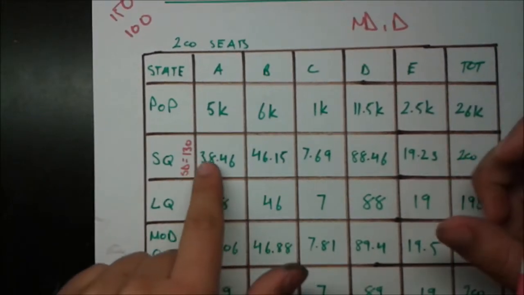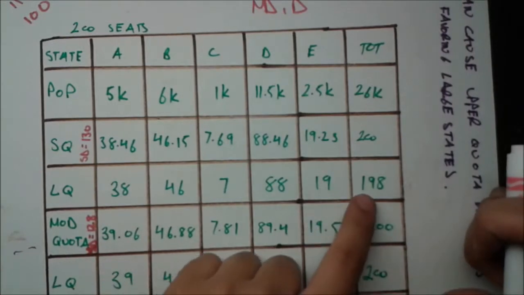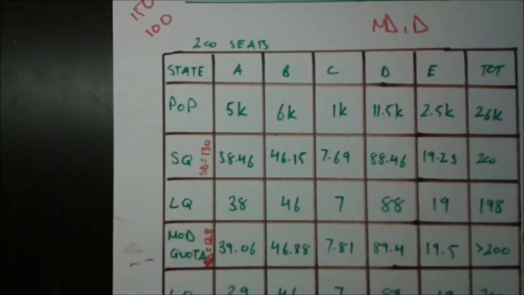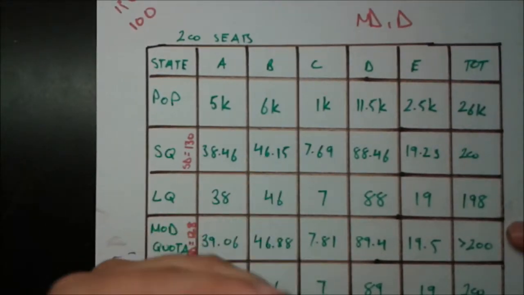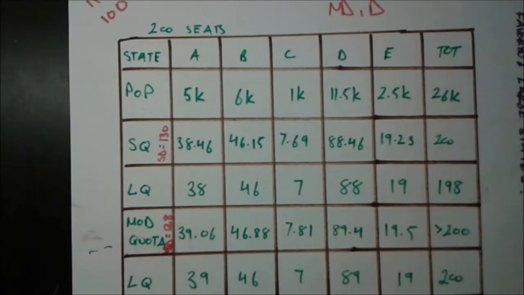And in fact, we want this 38 to become a 39 ideally, because that would mean that instead of 198, we would be at 199. And then we'd want to decrease the divisor even more so that maybe this 46 becomes a 47. And then we would be at exactly 200, and then we wouldn't have any surplus seats at all.